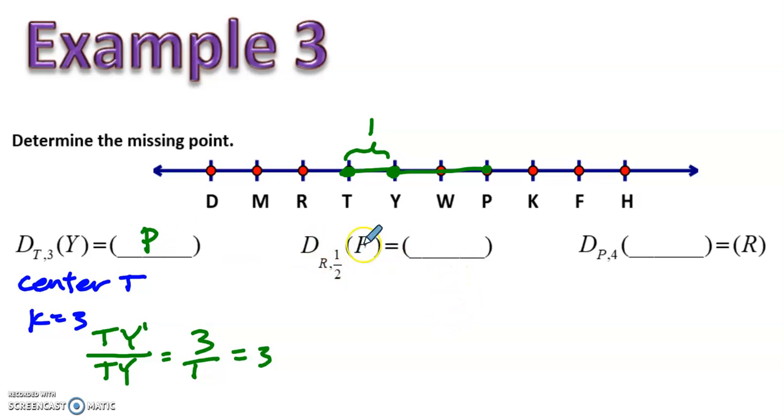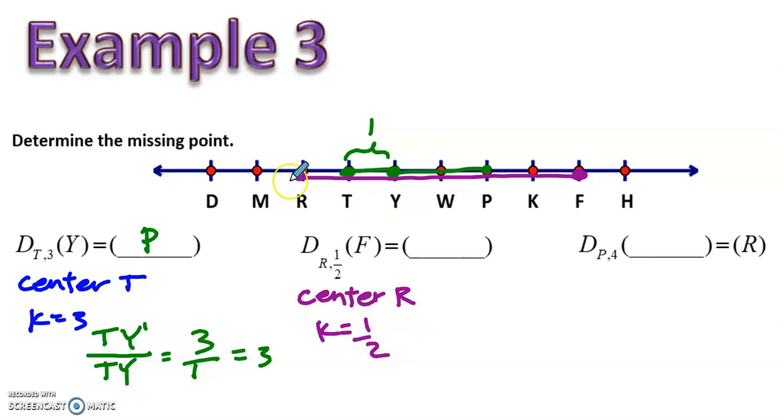Okay, if I try that again here, I'm dilating. My center now is going to be R. So let me change up my color. Not a lot to choose from, but my center is R here. Okay, my pre-image is F. Okay, I'm going all the way to there. That's my pre-image. My scale factor is 1/2, which means this is going to shrink.